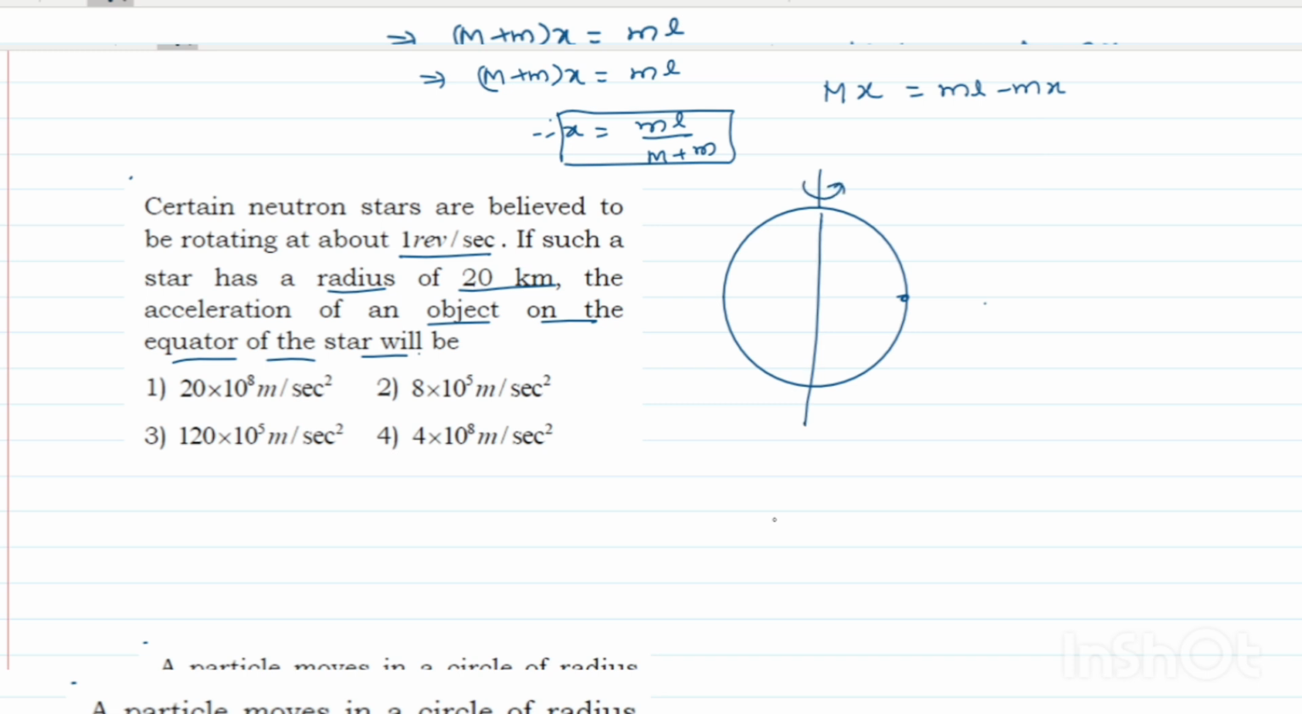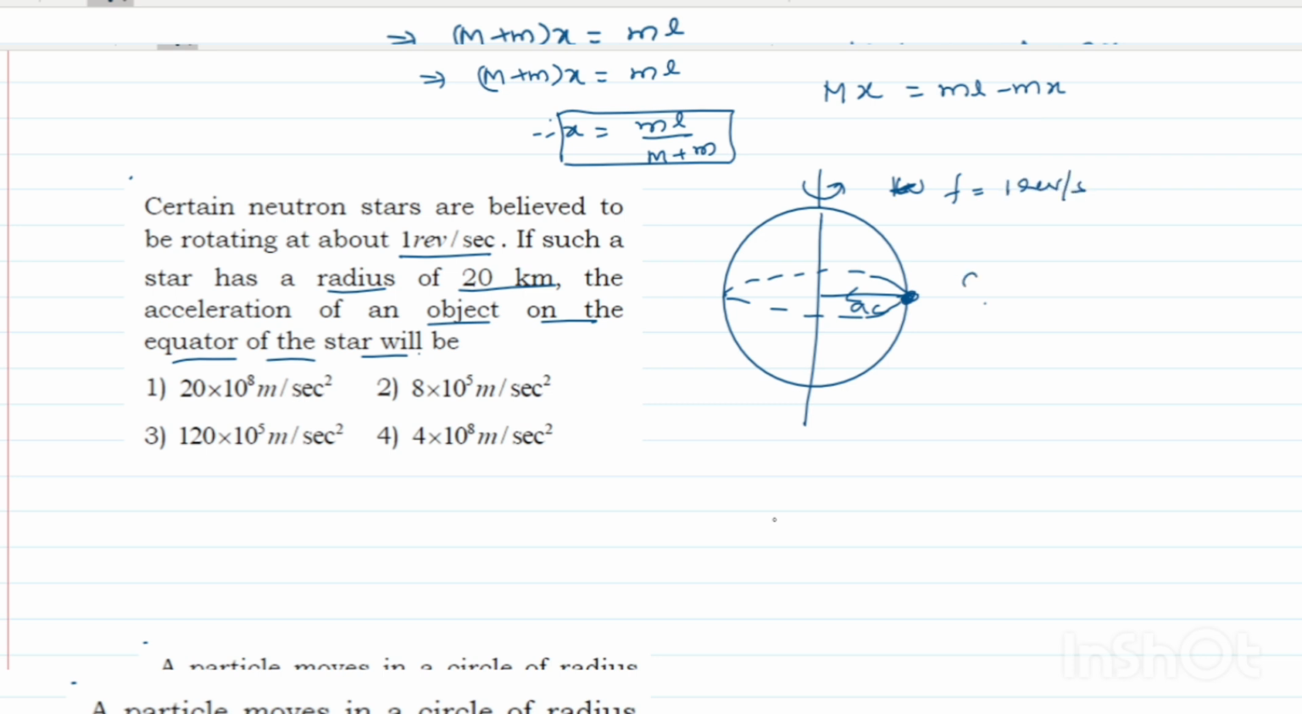If such a star has a radius of 20 km, then the acceleration of an object at the equator. So this is an equator point you can take. Acceleration here about this axis is centripetal acceleration, acting towards the center of the star. Now it's going to make 1 revolution, so the frequency is given as 1 revolution per second.